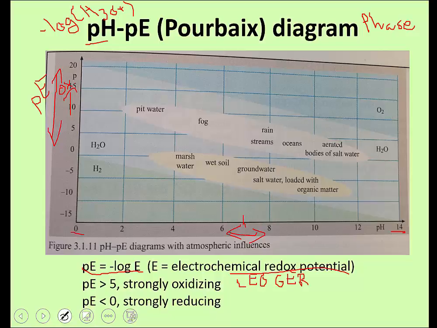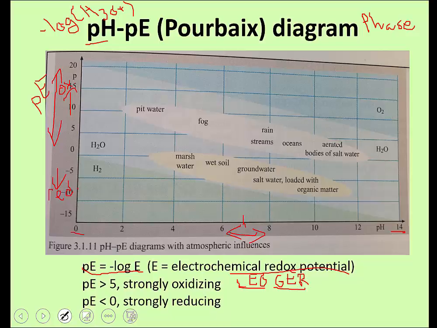So if it loses electrons, it's oxidized. Anything from about 5 up is losing electrons, and if it gains electrons, it's reduced. So anything from about 0 down is being reduced. It is gaining electrons. Or OIL RIG, if you know that one. So there's our cutoff right there.